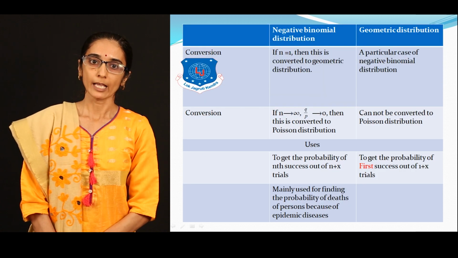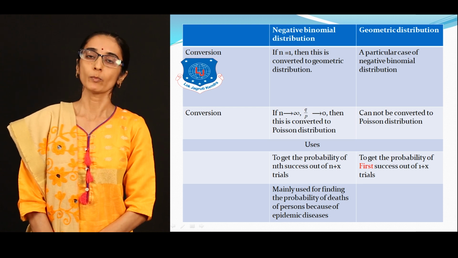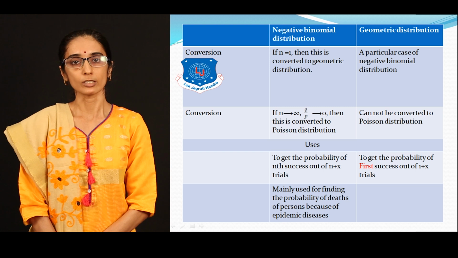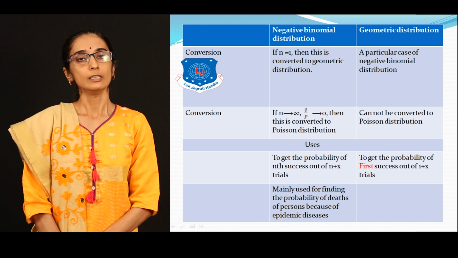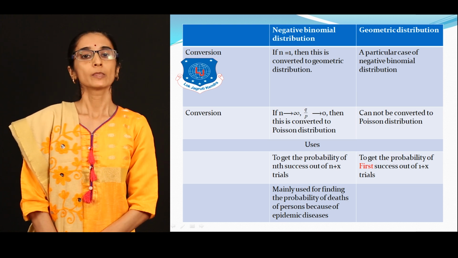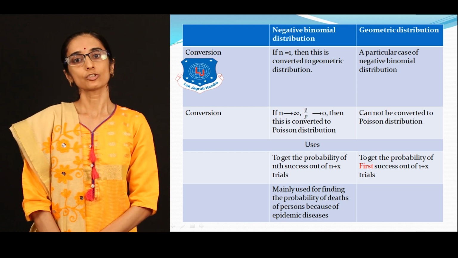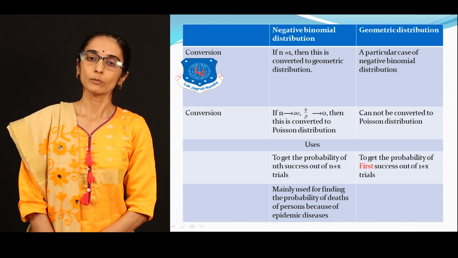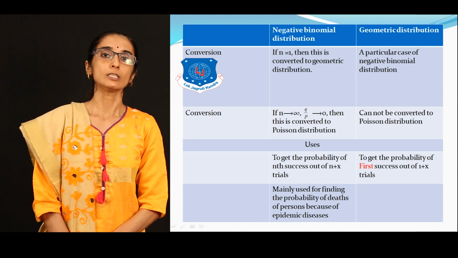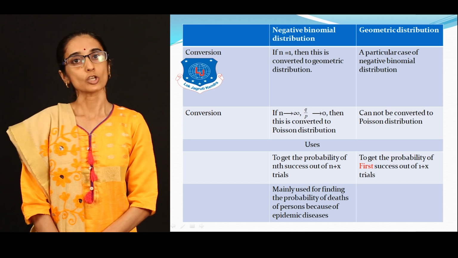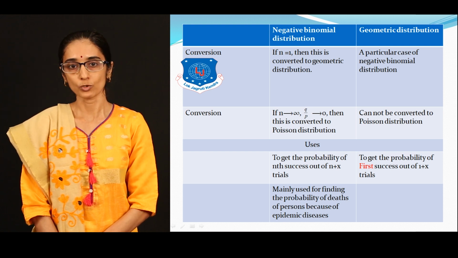If we consider n equal to 1, then negative binomial can be converted into geometric distribution, but the reverse is not true, so geometric distribution cannot be converted to negative binomial distribution. If we consider n a larger number, so that n tends to infinity and q upon p tends to 0, then negative binomial can be converted to Poisson distribution, whereas geometric distribution cannot be converted to Poisson distribution.